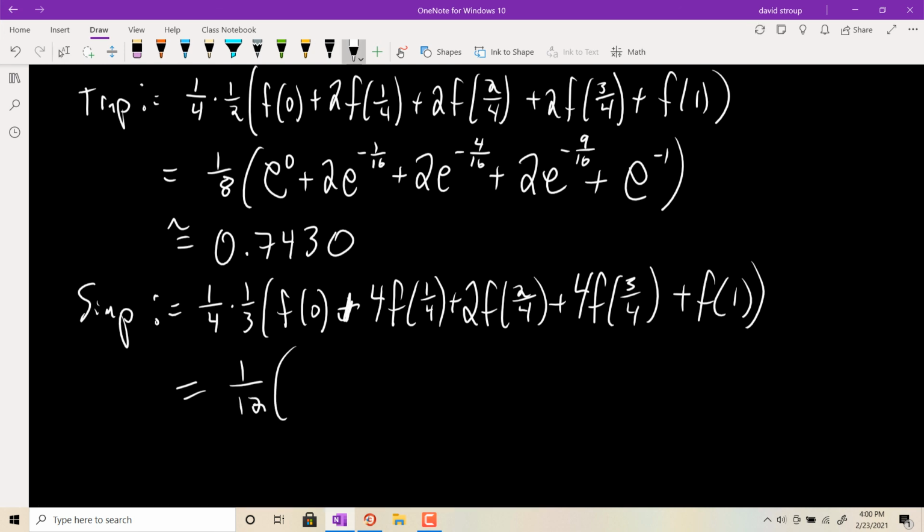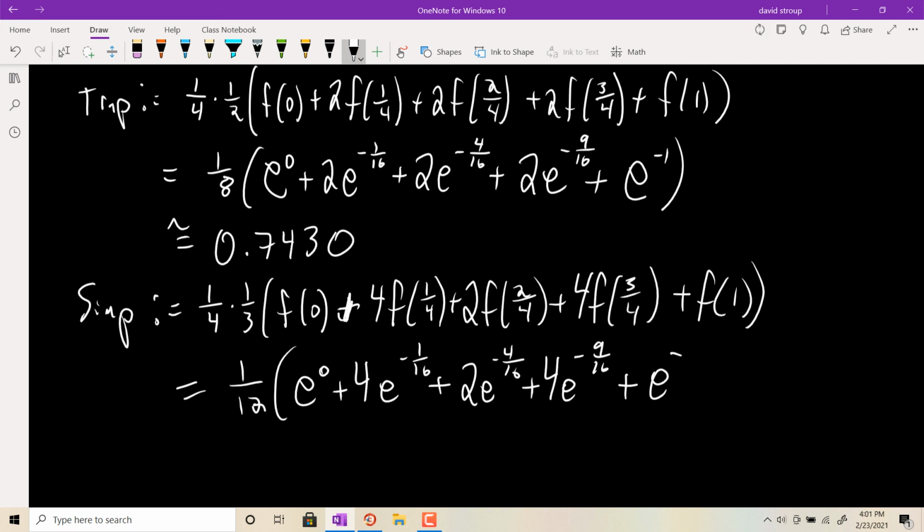If you already have it in your calculator, you can just go back and edit it. So e to the 0, you just have to change the coefficients, right? 4e to the negative 1/16 plus 2e to the negative 4/16 plus 4e to the negative 9/16 plus e to the negative 1. You see, it's really, really similar to the trapezoid. It's just you have a 4 here and a 4 here, and then the leading fraction is a little bit different.